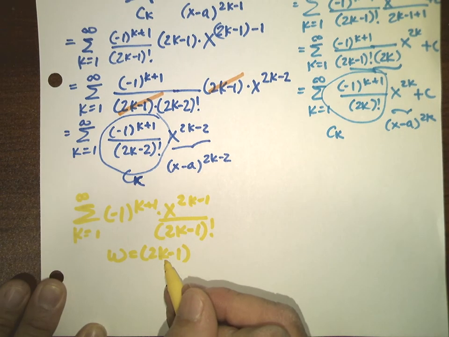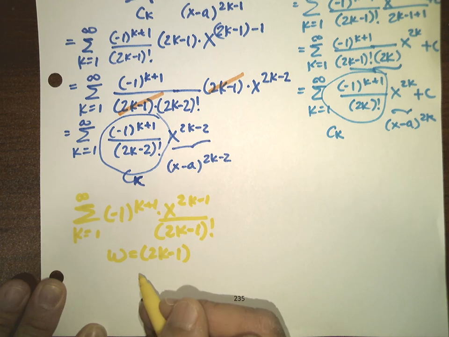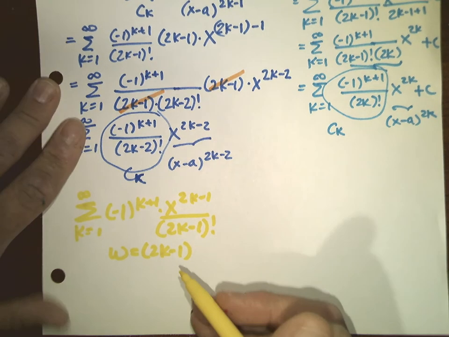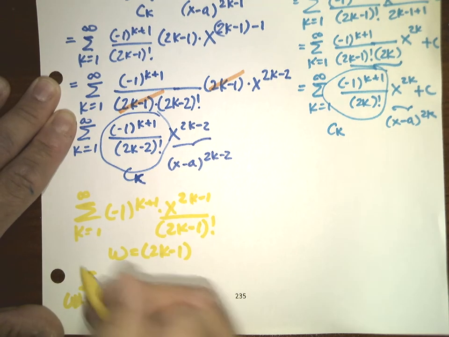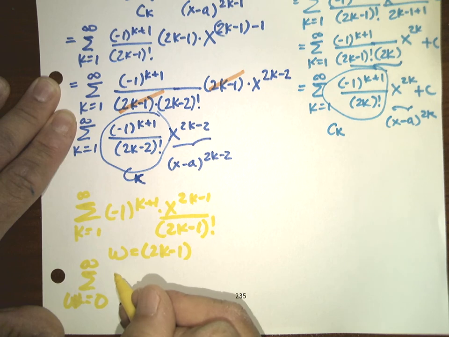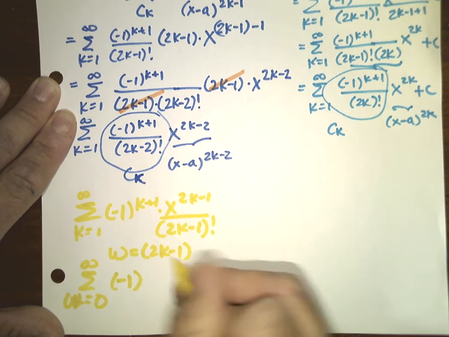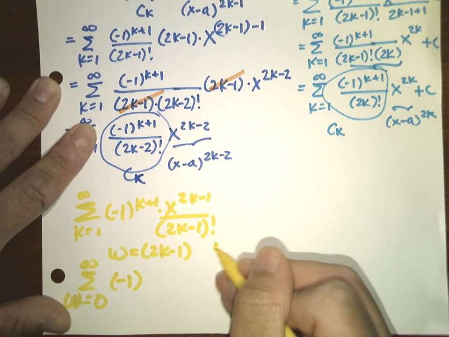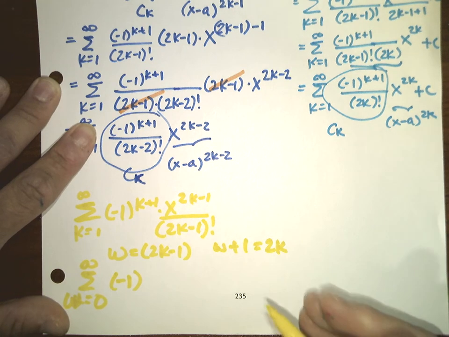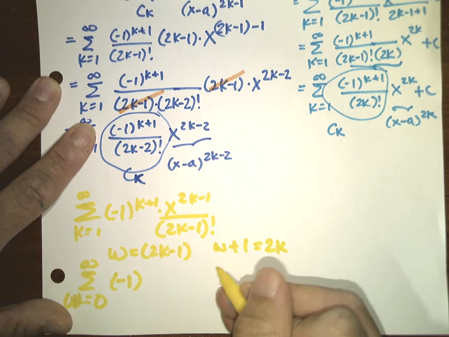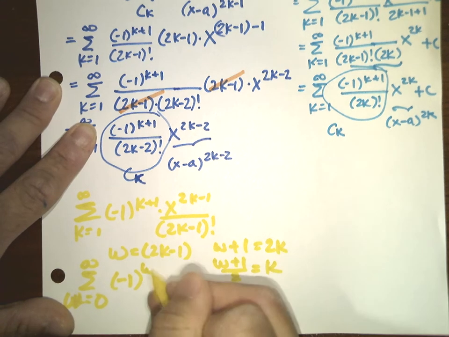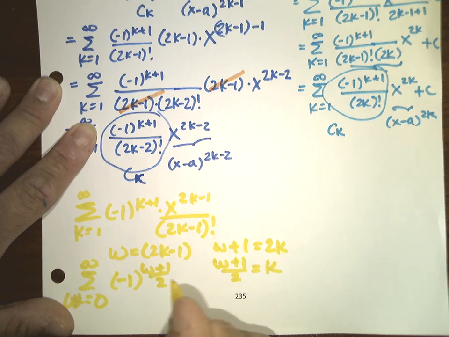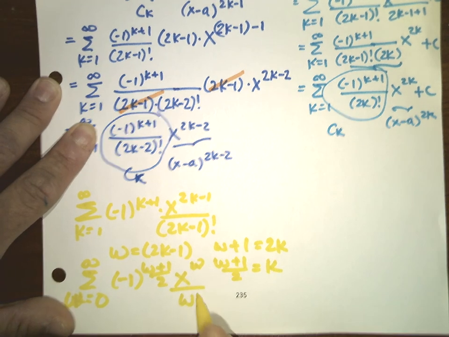If k was 1, then w was actually 0. So if it's the sum, w equals 0 to infinity of -1 to the, now if w is 2k minus 1, then w plus 1 is 2k, and that means that k is equal to (w+1)/2. So we have -1 to the (w+1)/2, and then x to the w over w factorial.